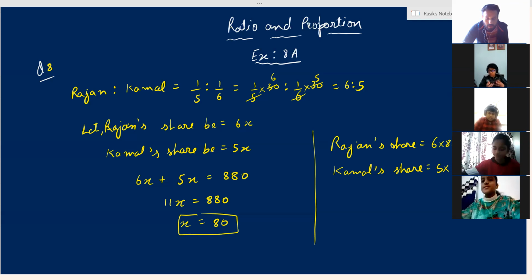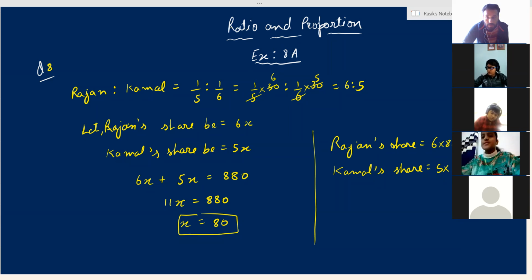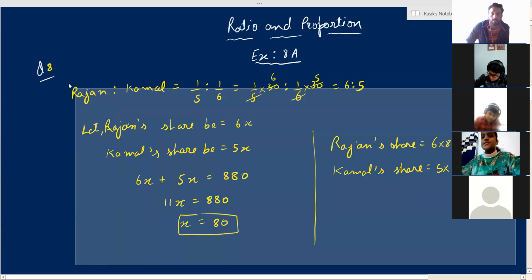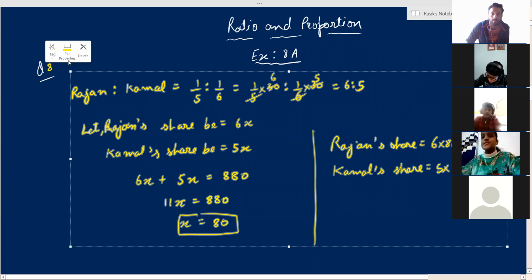Rupees 700, okay. Rupees 2100, rupees 2800. Sanya, correct. Very good. Sushant. Other students from B section, post your answers. Correct, Sushant. Very good. Sir, done the 10th one.